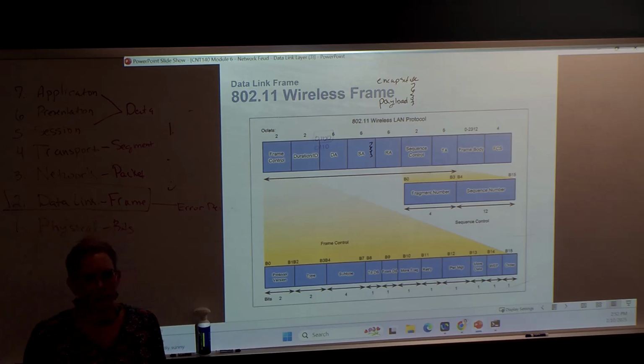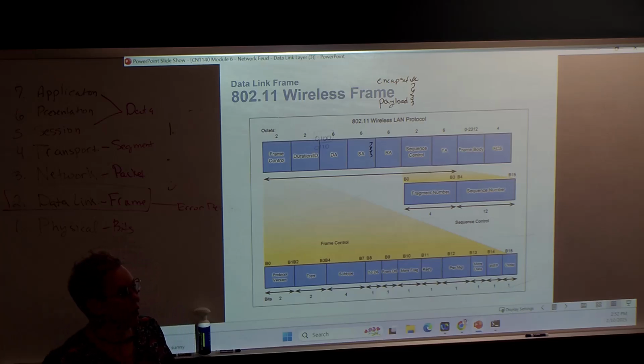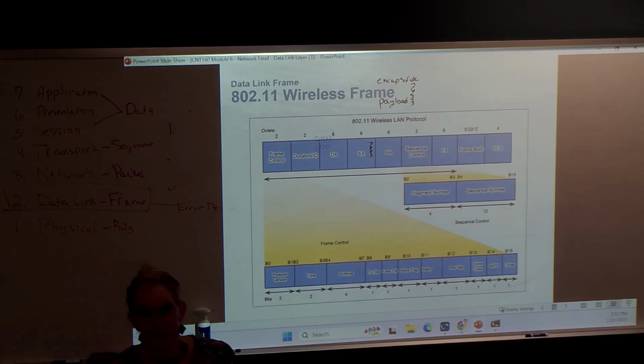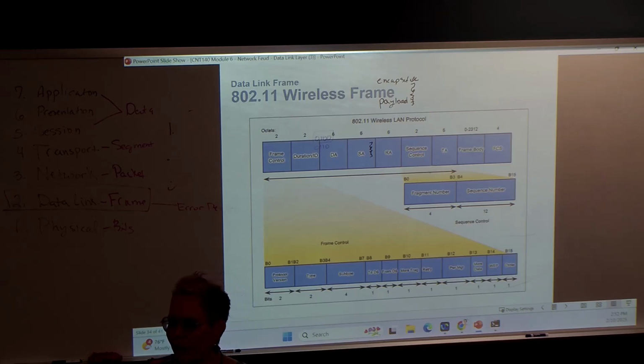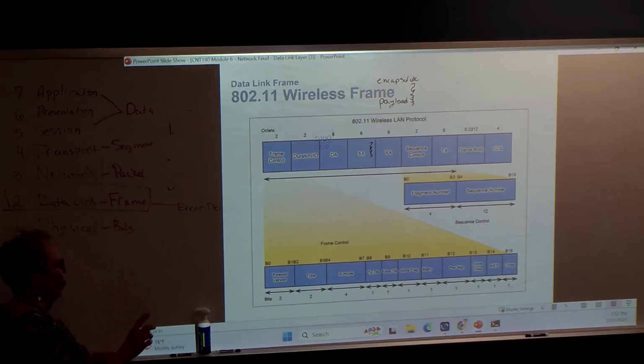With collision detection, remember the data link layer can see the topology. So it tries to detect that there are signals on the media, that there's a frame on the media, before it even puts a frame on the media. So it detects. Here is one of the things that makes a wireless frame different.